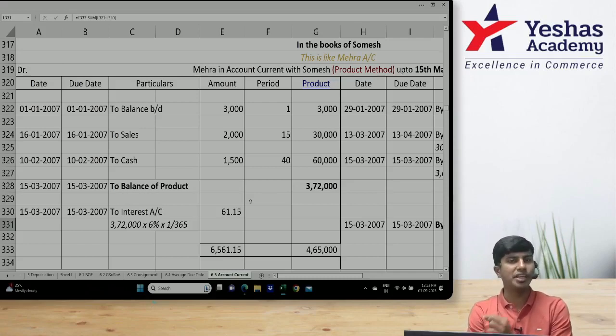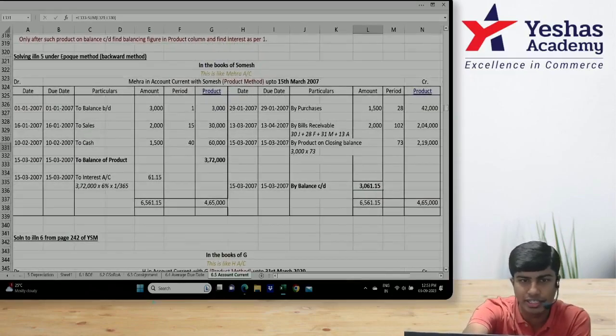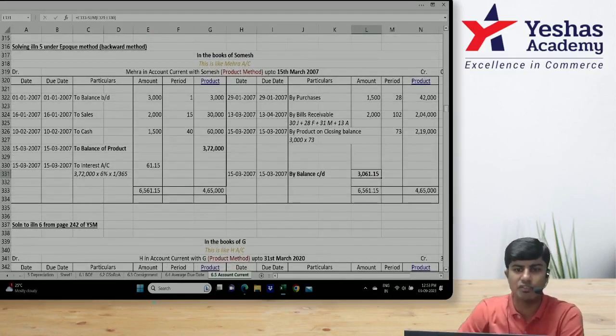Copy this with the intention that when you're copying, if you get any doubt, you can ask. For those who are willing to write down by taking a screenshot, I'll show the entire answer at once. This is how we do it under the epoch method.